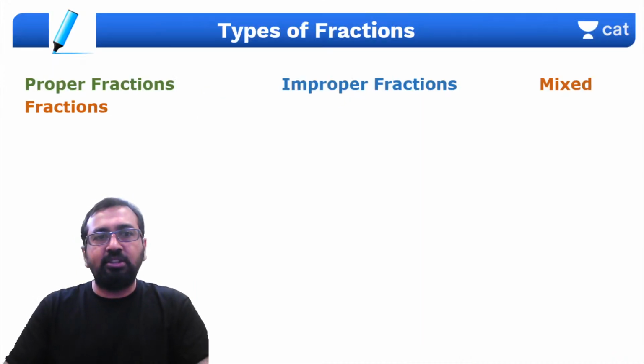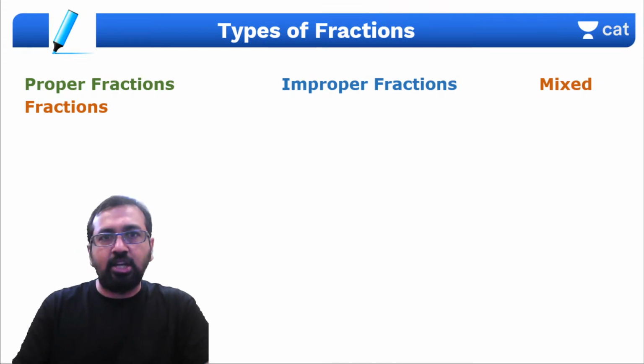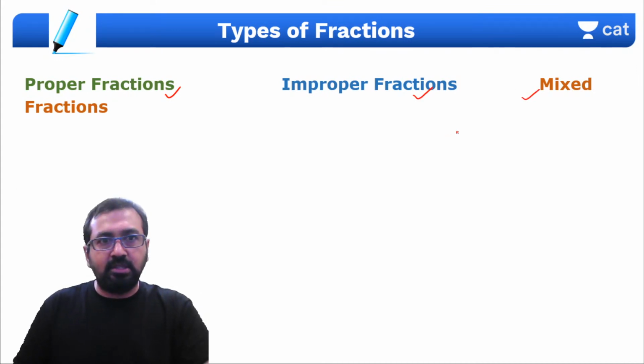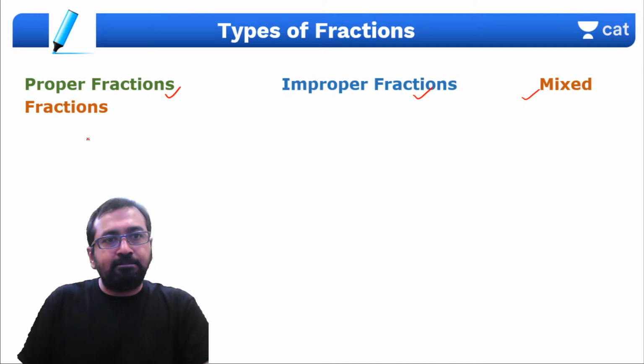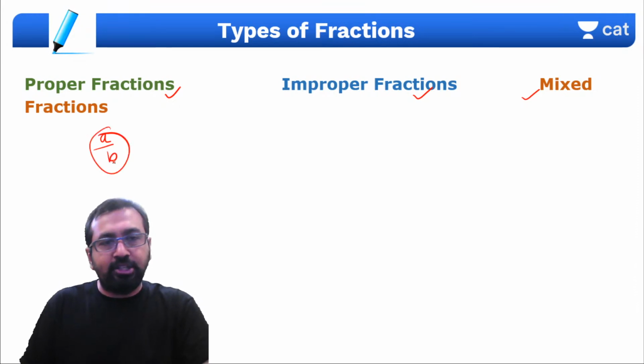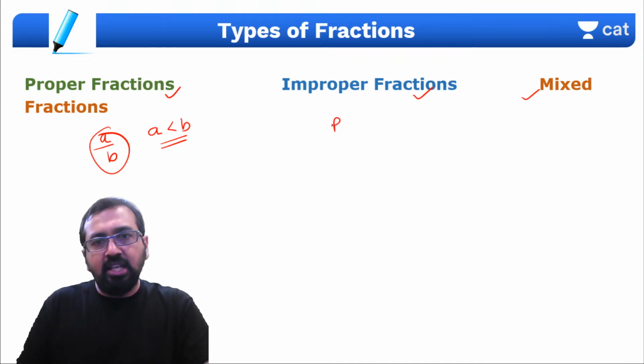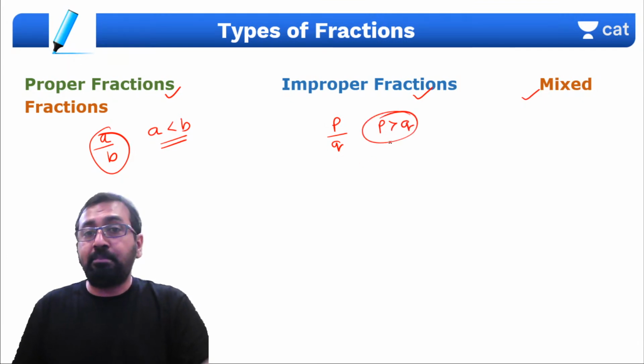So let's quickly start with the fractions. So guys, fractions are of 3 types: proper fractions, improper fractions, and mixed fractions. So let's quickly understand what is a proper fraction, what is an improper fraction, what is a mixed fraction. So proper fractions are those where your numerator is less than denominator. Okay, so if I take any fraction a by b where a is less than b, this is called a proper fraction. On the other hand, improper fraction is any fraction p by q where the numerator is greater than the denominator, so that's called improper fraction.